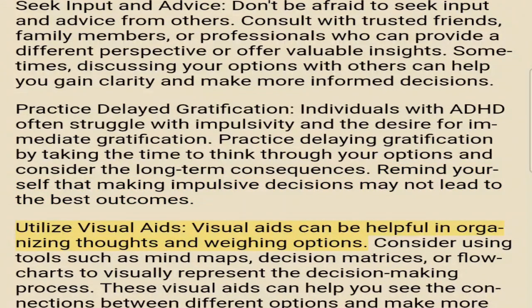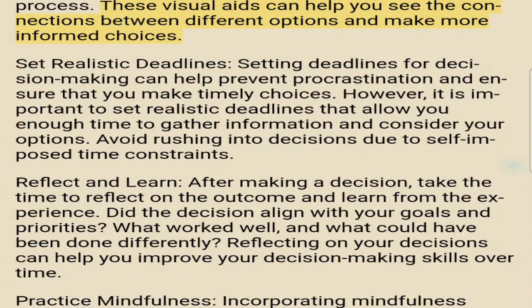Utilize visual aids. Visual aids can be helpful in organizing thoughts and weighing options. Consider using tools such as mind maps, decision matrices, or flowcharts to visually represent the decision-making process. These visual aids can help you see the connections between different options and make more informed choices.